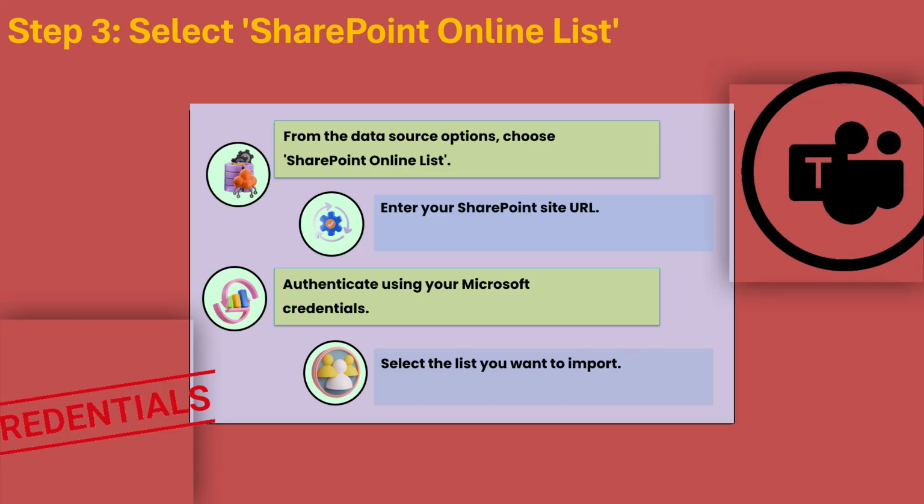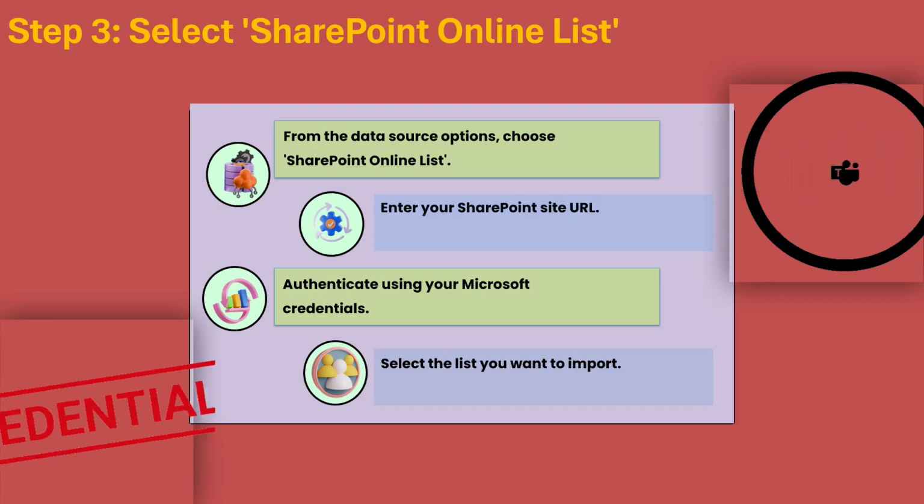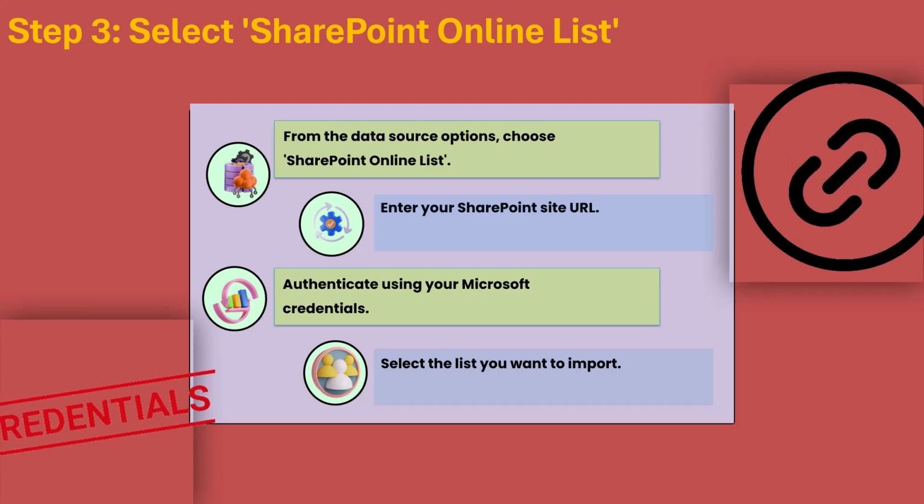Here comes the crucial part, selecting SharePoint Online List as your data source. No guessing, just click it. Then type in your SharePoint site URL. Make sure it's the right one. No one wants to end up in a random corner of the internet. Authenticate with your Microsoft account and boom, you can now pick the list you want to import.